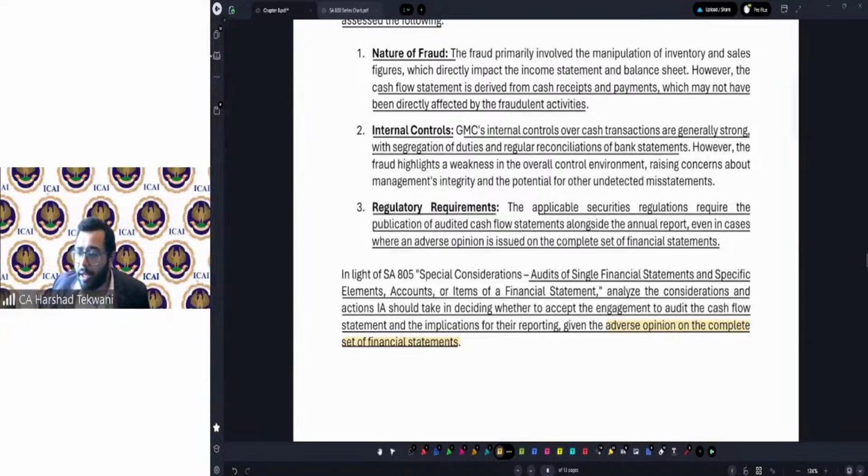See, basically, Abrakesh, when I'm talking about the opinion, why will SA 200 come into the picture? For the opinion, why will SA 200 come into the picture? So tell me, what is the requirement over here?